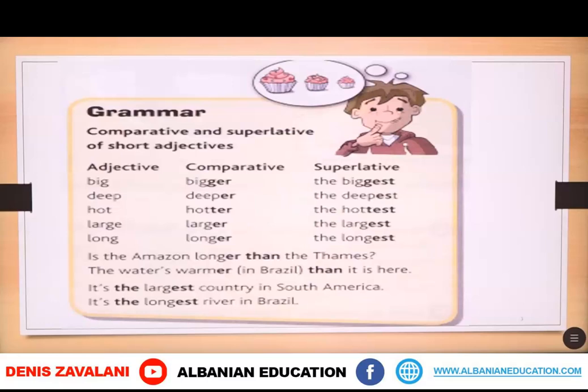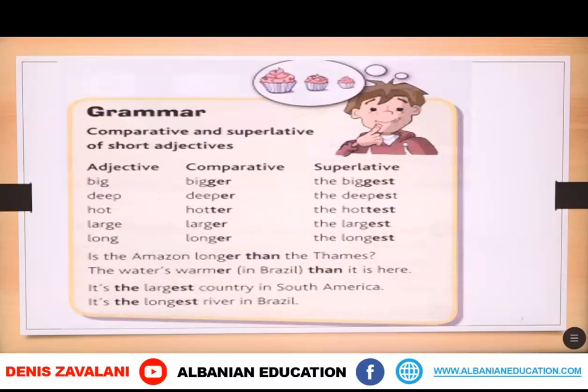Deep, deeper, the deepest. Hot, hotter, the hottest. You see? Bigger and hotter, we double the last consonant. Large, larger, the largest. Long, longer, the longest. So is the Amazon longer than the Thames? The water's warmer in Brazil than it is here.